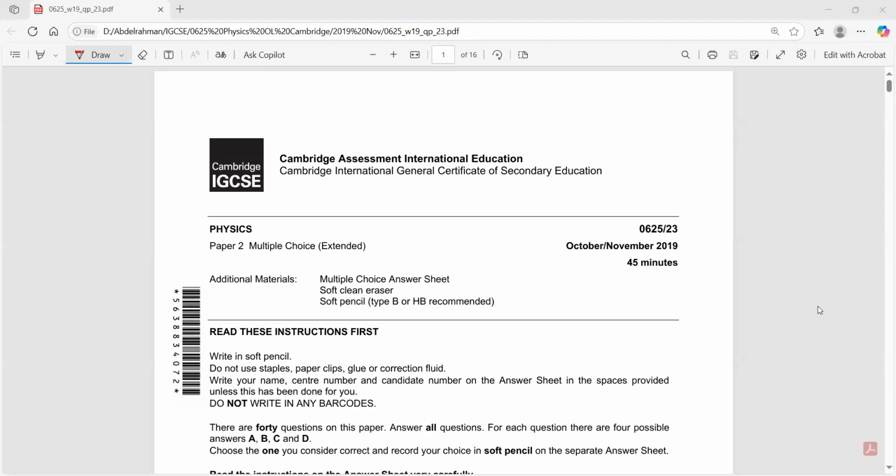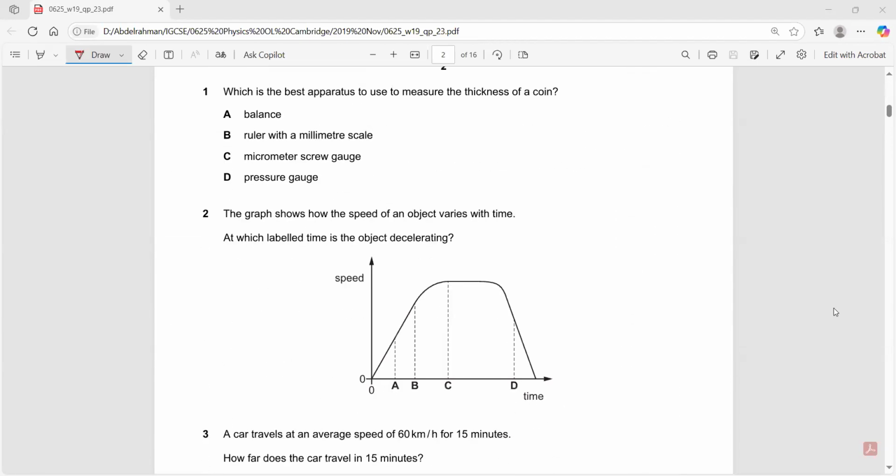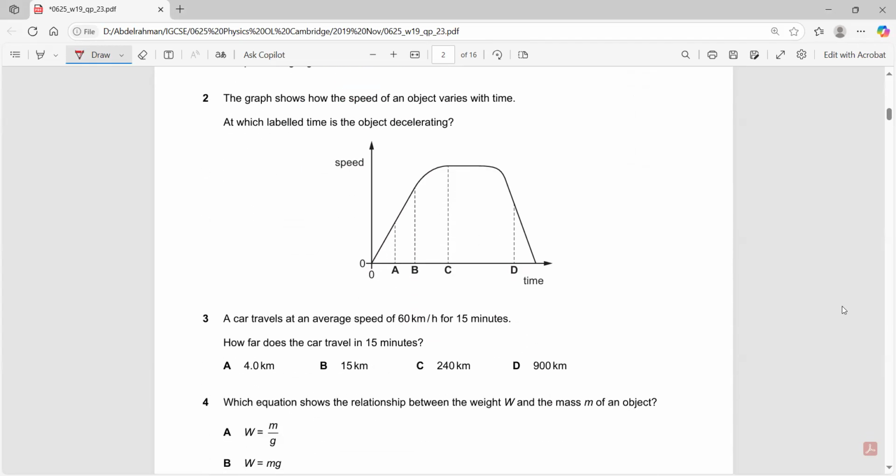November 2019, paper 2, variant 3. Measuring the thickness of the coin would need a micrometer screw gauge, which has been removed from the syllabus. Question 1 is cancelled. Question 2, at which labeled time is the object decelerating? Deceleration would mean that the speed is decreasing at d.